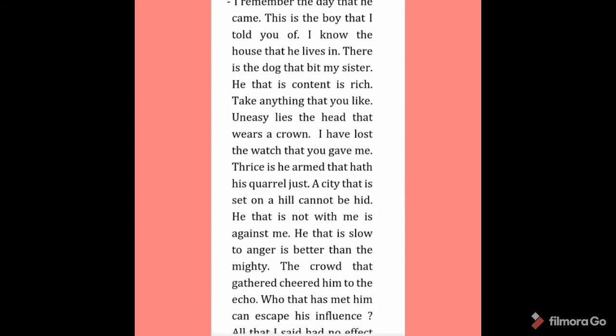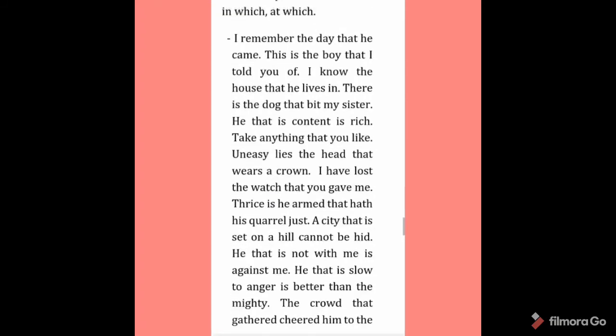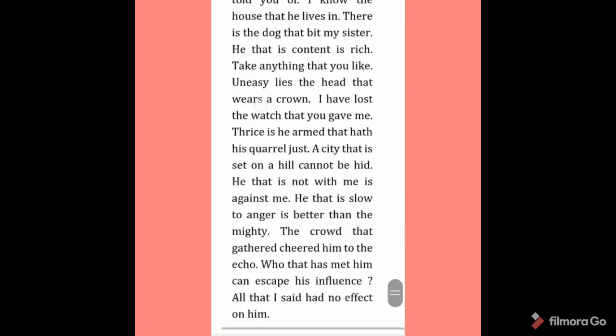A city that is set on a hill cannot be hid. He that is not with me is against me. He that is slow to anger is better than the mighty. The crowd that gathered cheered him to the echo. Who that has met him and escaped his influence? All that I said had no effect on him. In all the above sentences, that is used as a pronoun.